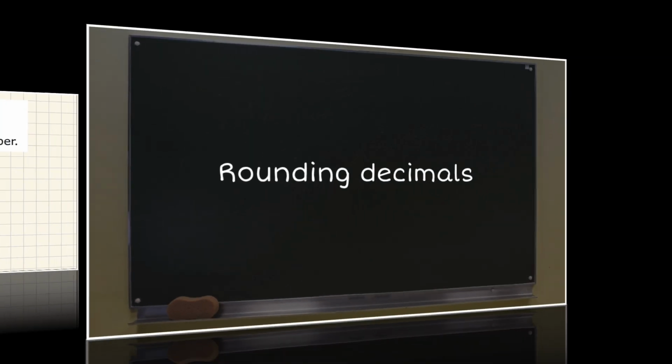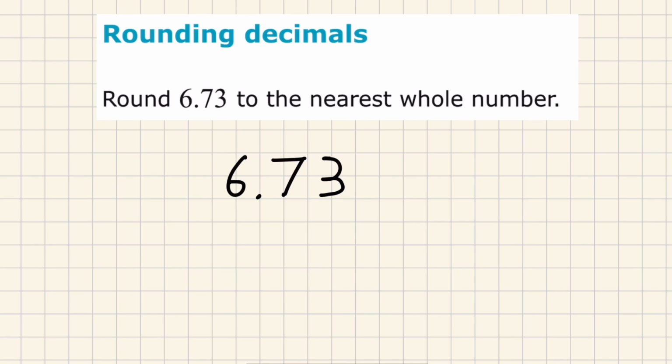Rounding decimals. In this example, we're given the number 6.73 and asked to round to the nearest whole number. Looking at the whole number place value, we have the number 6. To round, we look at the digit behind the place value that we would like to round to. If that digit is greater than or equal to 5, we round up. If the number behind our place value is less than 5, we round down, which means that the digit would stay the same. So in this case, our 7 is greater than or equal to 5.